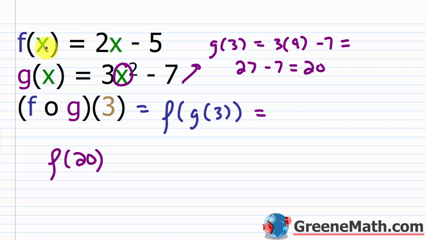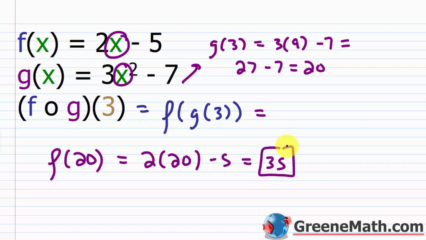Well, I go to my f of x, my function here, and I just plug in a 20 for x. So it would be 2 times 20, okay? 2 times 20 minus 5. 2 times 20 is 40. 40 minus 5 is 35. Okay, so that's my answer. F of 20 is 35, so that tells me f of g of 3 is 35 as well.